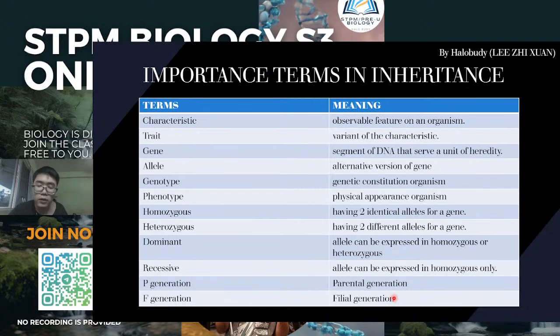Okay. Actually, this term you already learned in SPM. So I hope that everyone still remembers the meaning. Normally many people are confused about characteristic and trait. But actually, characteristic is the observable feature of an organism. For example, like human length. What is your length?